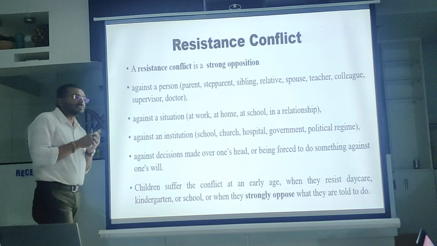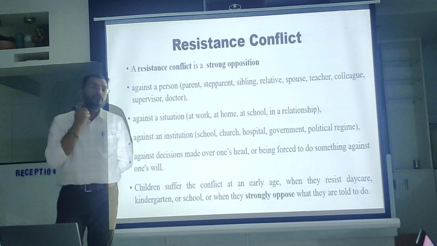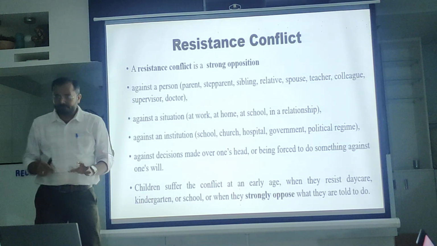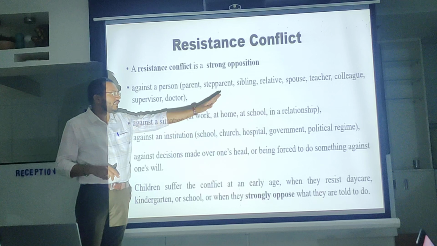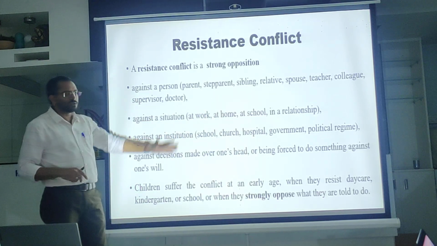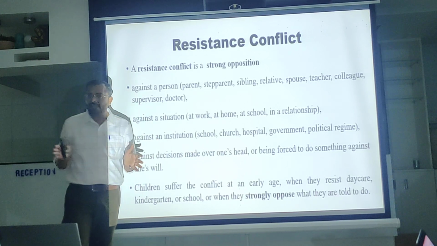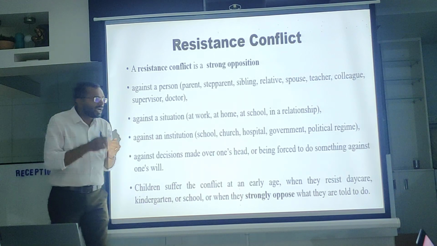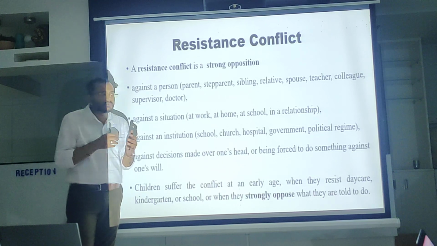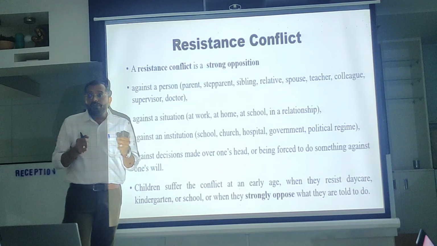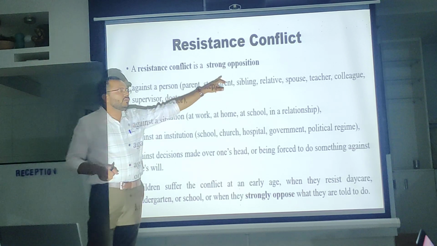Where the resistance is needed, most of the time you need to find out where the resistance is needed in the patients. First is against a person. The resistance needed against the person can be parents, step parents, siblings, relatives, spouse, teacher, colleagues, supervisor or doctor. It can be any person. So you need to probe what the relationship was, what the interpersonal relations, IPR, of your life are, and in them where you feel resistance: who you do not like, with whom you feel aversion, where you feel you have to defend yourself, you have to stay ready. If the person is telling like this, then you do see, very important.